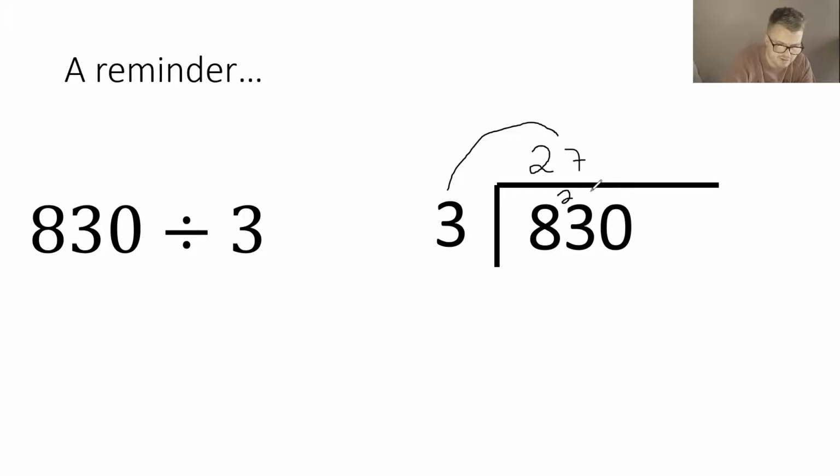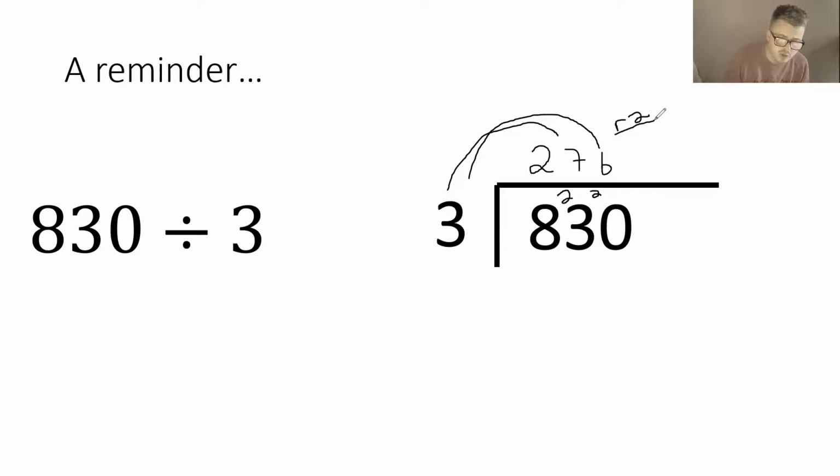Let's put that remainder in front of the next number. So 0 becomes 20. How many times does 3 go into 20? 3, 6, 9, 12, 15, 18. It goes 6 times, and we land on 18. So because we've landed on 18, we've got a 2 remainder. So my answer is 276 remainder 2. But remember, now that we're in year 5, we're not going to express our answer using remainders. Instead, we're going to express our answer using decimals.